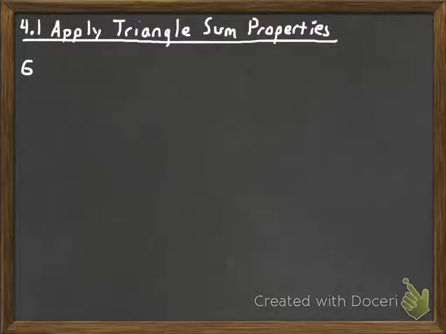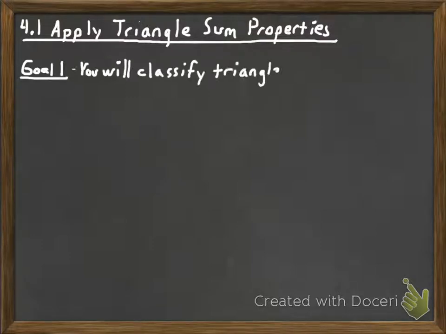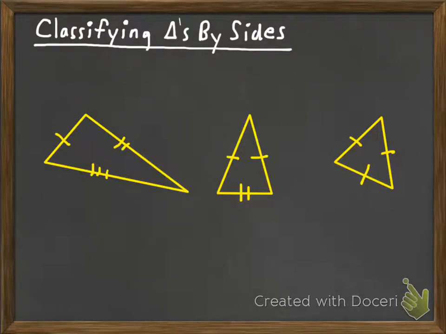And in this section, which is called Applying Triangle Sum Properties, there are two things that we're going to learn about triangles, the most basic things that we can learn about them. In this video in particular, goal 1 is what we're going to cover, and that is that you will classify triangles by angles and sides. So these are things that you've heard of before. You've heard of isosceles and scalene triangles and acute, obtuse, right triangles, all those things. That's exactly what I'm referring to when I'm saying that you're going to classify triangles. Alright, well, let's get on to it.